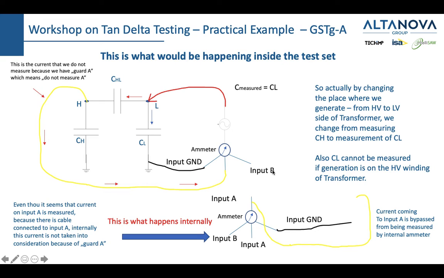So this is how the UST and GST works. You just choose which current will you measure. Will you measure only this current, or this current and this current, or maybe even a current running through here? And according to which mode you choose, that's the capacitance you measure. In this case, practically we measured CL, or the capacitance between the low voltage winding and the ground.